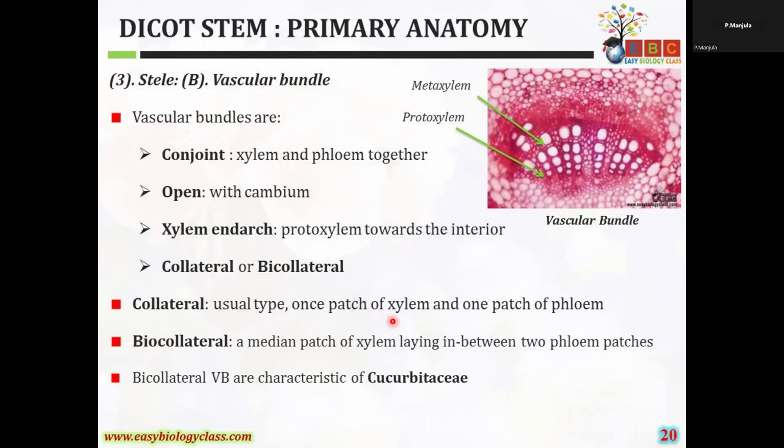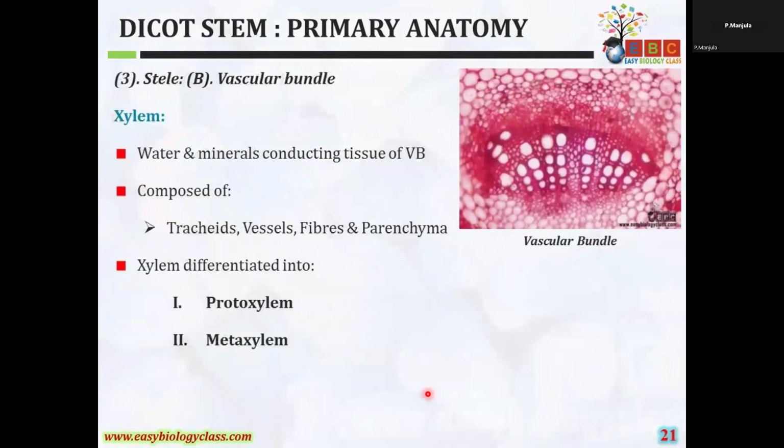Collateral means usually one patch of xylem and one patch of phloem, that is, on the cambium, one side xylem is present and the other side phloem is present. Bicollateral means the xylem lies in between two phloem patches, a median patch of xylem with phloem on either side of this xylem. That is bicollateral, and this bicollateral vascular bundle is a special character seen in the Cucurbitaceae members.